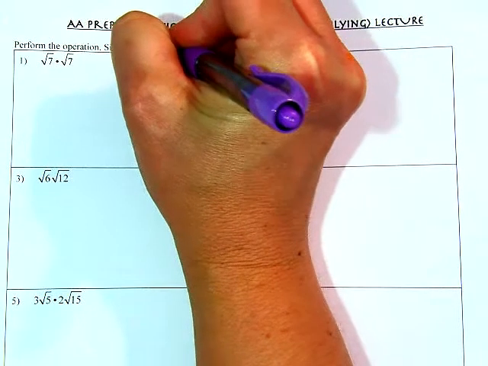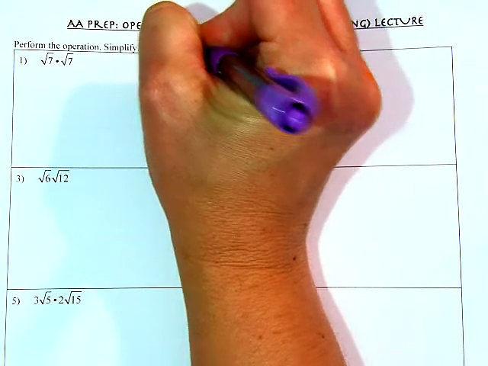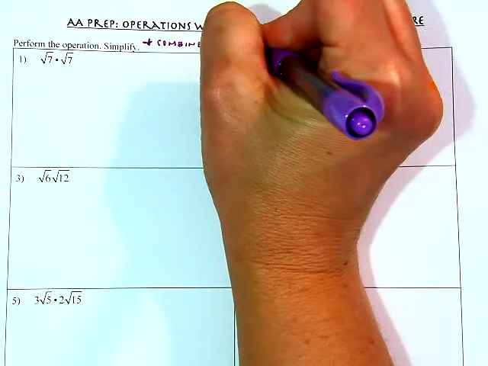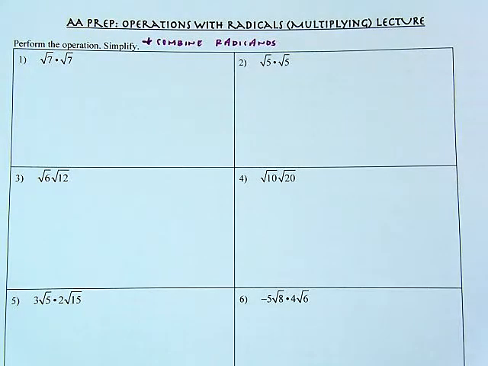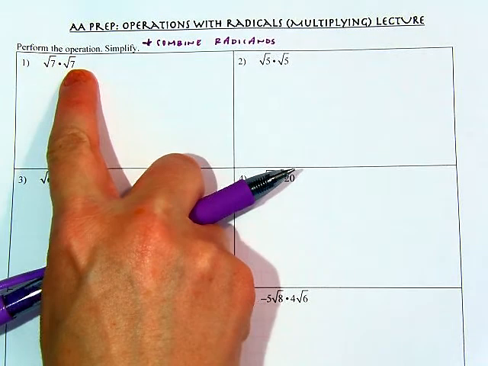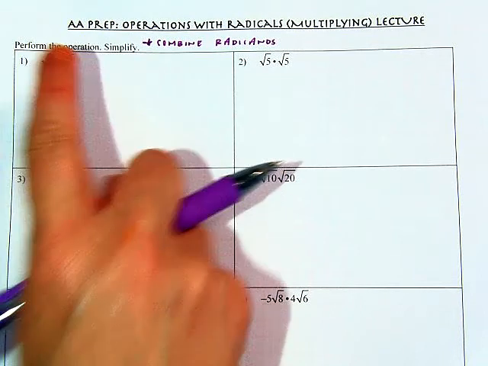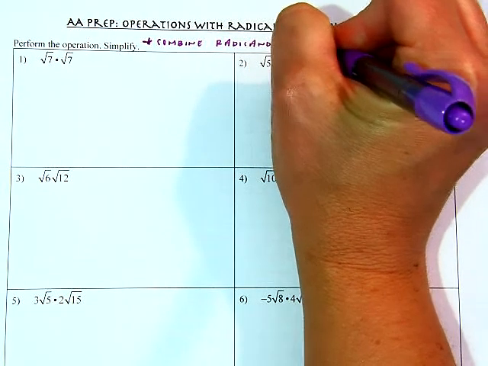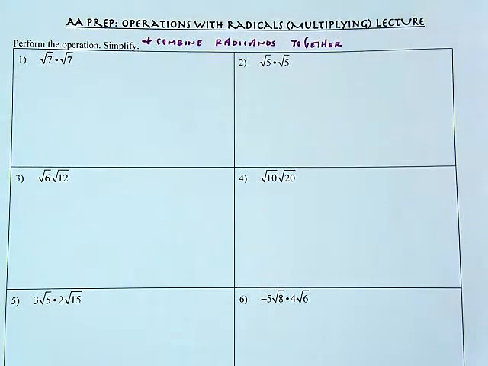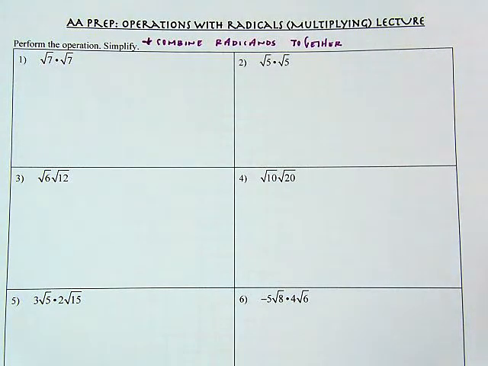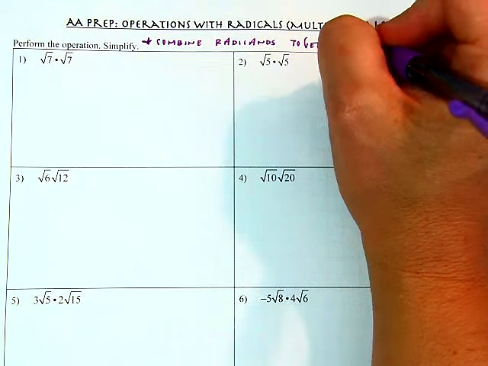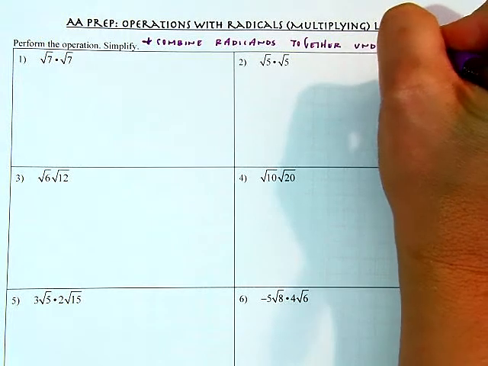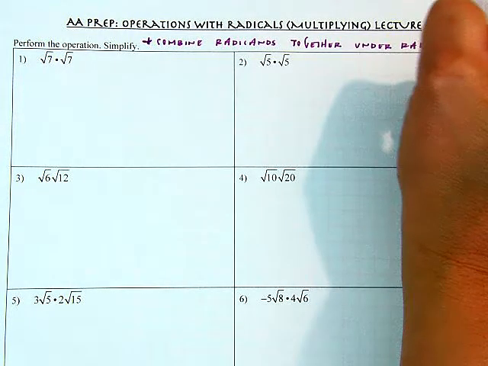So we're going to combine the radicands, so fancy way of phrasing it, but your radicand is just the number that's underneath the radical. So it would be like the 7 right here is your radicand. So combine the radicands together under the same radical or the same square root, which will be all of our examples today. And again, to be more specific, we are looking at square roots today.